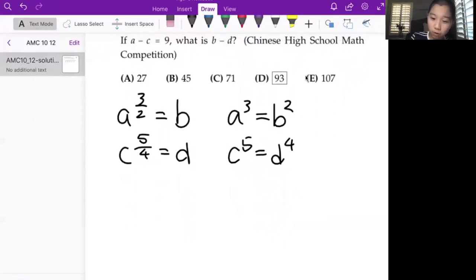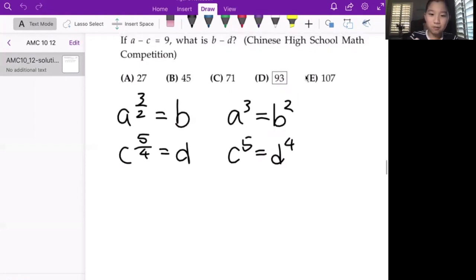So what power can A be? Could A be a perfect square, perfect cube, perfect fourth power? Let's see. A cubed is equal to B squared, so A cubed is a perfect square. But then by prime factorization, A has to also be a perfect square. So A is something squared. And then C to the fifth is equal to D to the fourth, so C is equal to something to the fourth. So C has to be a perfect fourth power.